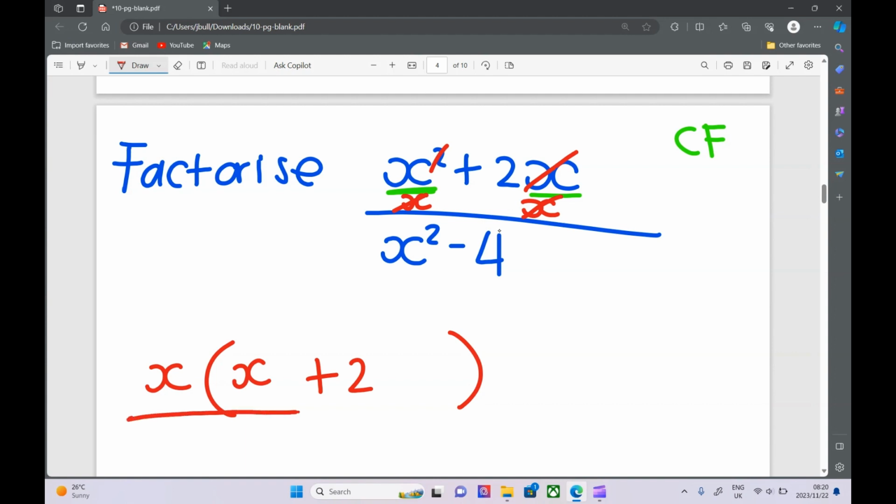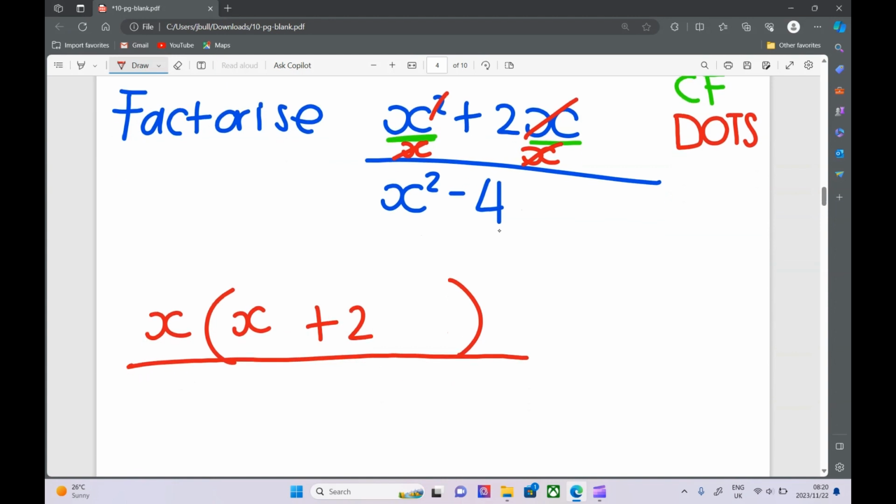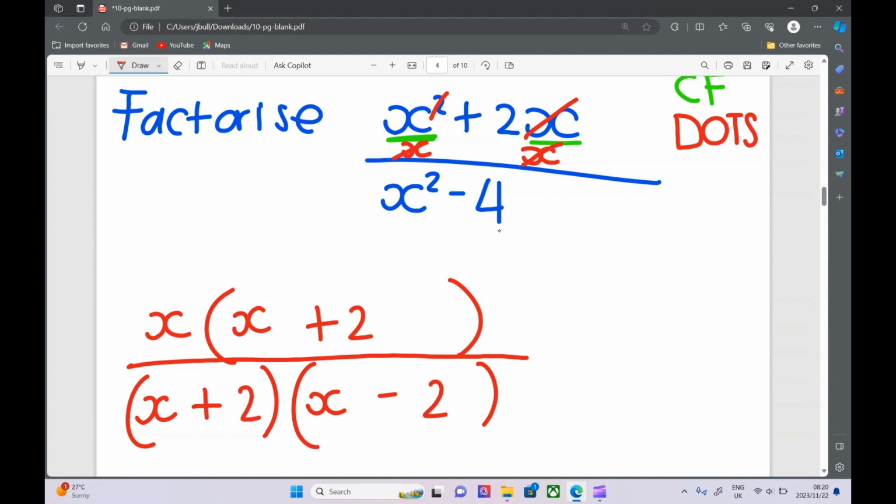At the bottom then, I don't have any common factors, but I do have the difference of 2 squares, because x squared is a square number, and 4 is a square number. So remember, immediately we put 2 brackets at the bottom. I put a plus in one and a minus in one. The square root of x squared is just x, so I put that at the front of both of them. The square root of 4 is 2, so I put that at the back of both of them.